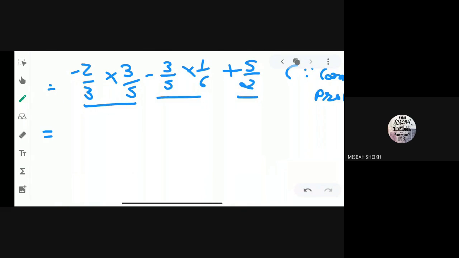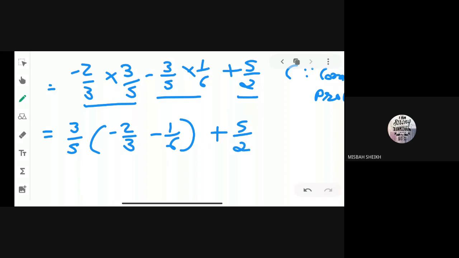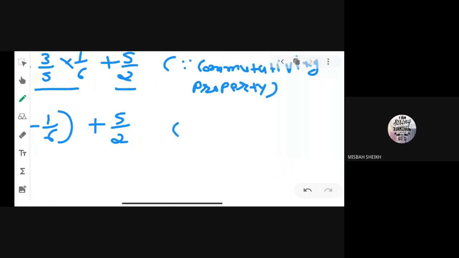Okay, now you can see in the first and second terms, minus 2 by 3 into 3 by 5 and minus 3 by 5 into 1 by 6, 3 by 5 will be common. So if you want to use the distributive property, we are taking 3 by 5 as common. What is left? Minus 2 by 3 and minus 1 by 6, and plus 5 by 2 we have to write down as it is. Clear, all of you? Yes, sir. In bracket we are writing here: it is the distributive property. Which property are we using here? Distributive property.